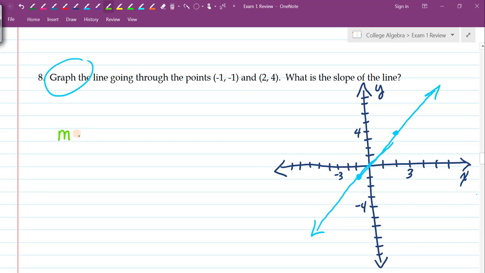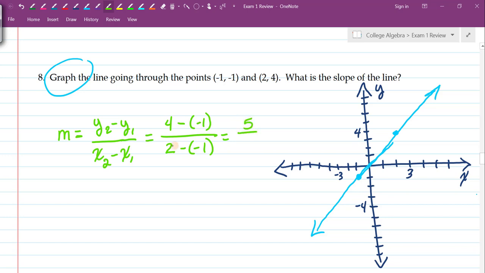So our formula for our slope is m equals y2 minus y1 divided by x2 minus x1. And that is going to look like this. It will end up being 4 because that is our y2, subtract y1, which is -1, divided by x2, which is 2, subtracting off our -1, which is our x1. So 4 minus a minus becomes a plus, so 4 plus 1 is 5. And then 2 minus a minus becomes a positive, and so that is going to be 3.